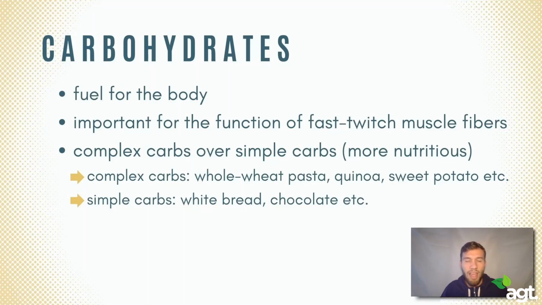Complex carbs would be anything that's made out of whole wheat or whole grain, like whole wheat pasta, brown rice, quinoa, whole grain bread, or sweet potato, and many, many others. Simple carbs would include normal pasta, white bread, or chocolate. The positive aspect about simple carbs is that they provide energy much faster than complex carbs. So right before a workout, when we want to get some extra energy, it would make sense to eat a chocolate bar, for example.